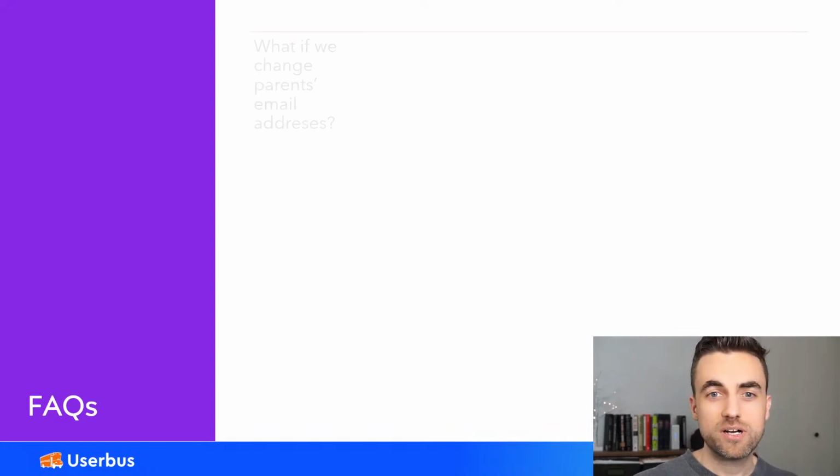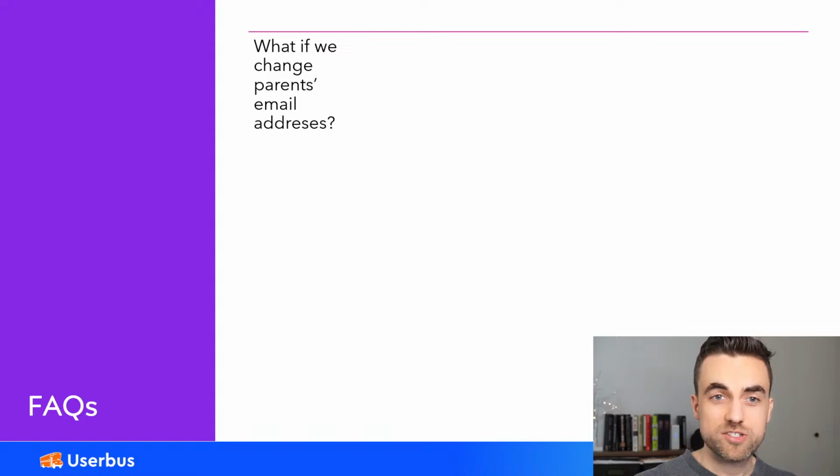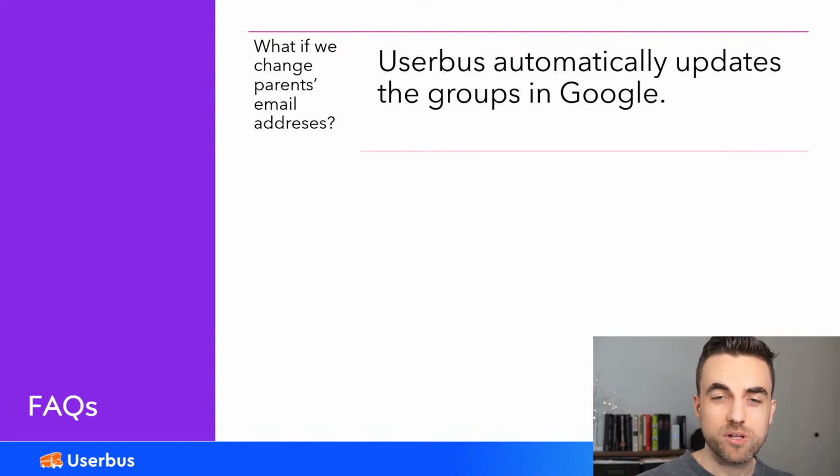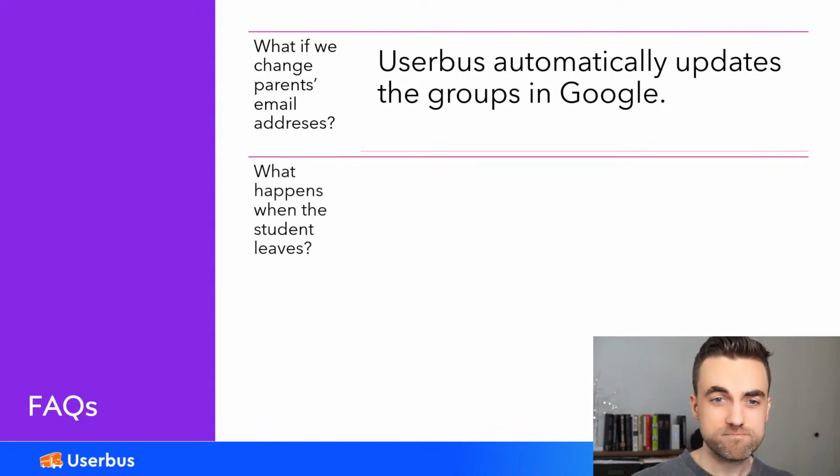All right, so some questions we get on this, typically one of them is, what if we change parents' email addresses in Blackbaud? And that is totally supported. UserBus will automatically update these groups in Google. Anytime there is a parent email address change, it's going to go in and update the group. So it'll remove the old address from the group and add the new one.